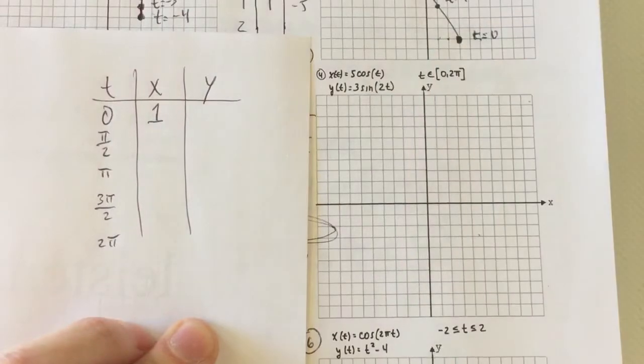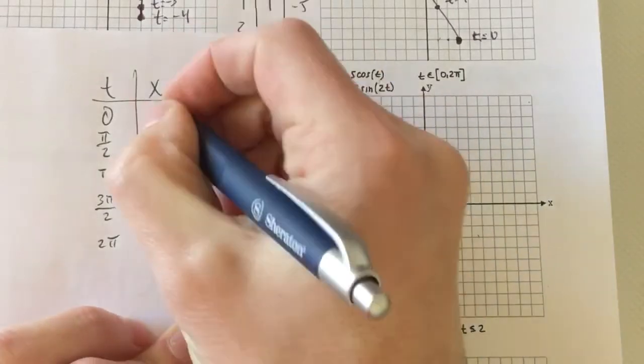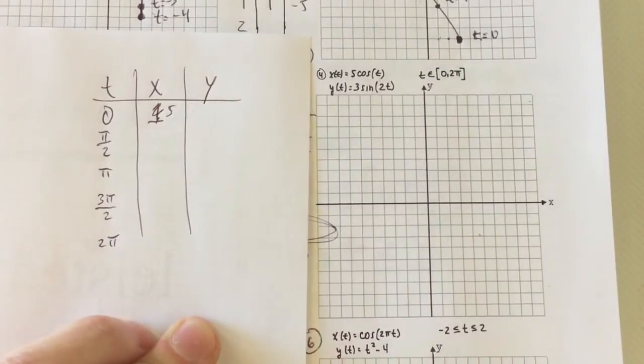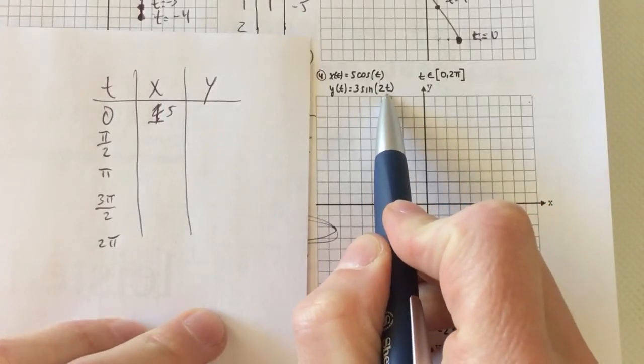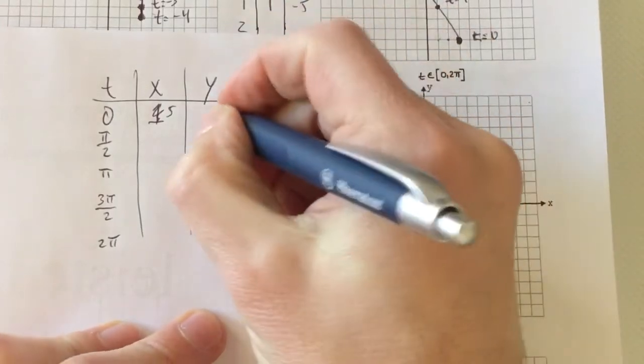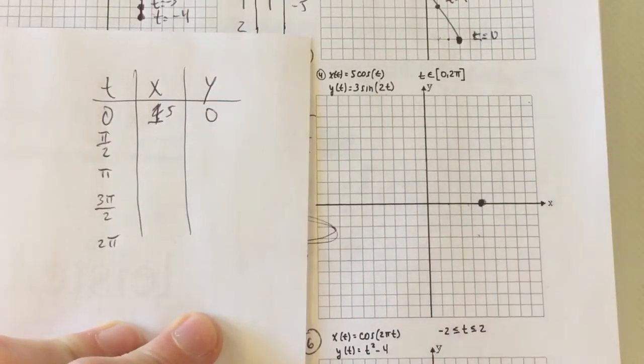Remember back in September when I said trig lasts all year. Trig lasts until next year. Cosine of 0 is 1, but then times 5, so it's actually 5. 2 times 0 is 0. Sine of 0 is 0. 1, 2, 3, 4, 5, 0. We got a point there.